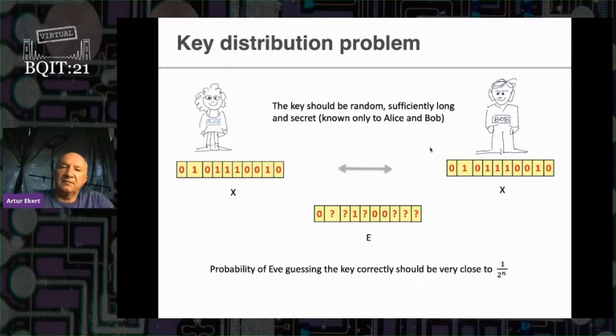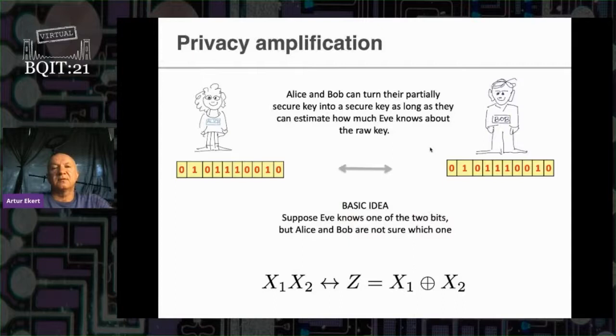But in practice, Eve may know much more. So there is a technique that allows Alice and Bob to reduce the size of the key that they have, but make it secure. So somehow there is a way to reduce the amount of information that Eve may have about the key. So the basic idea can be explained in very simple terms.